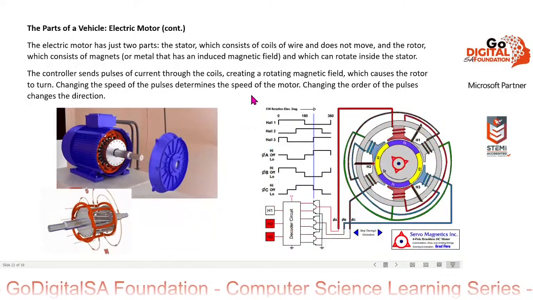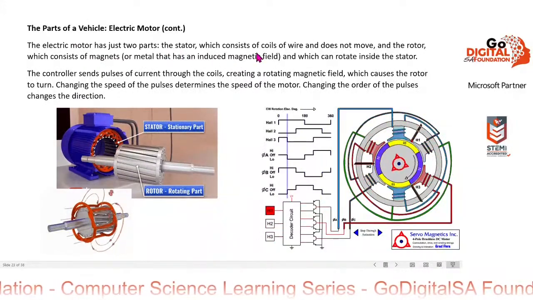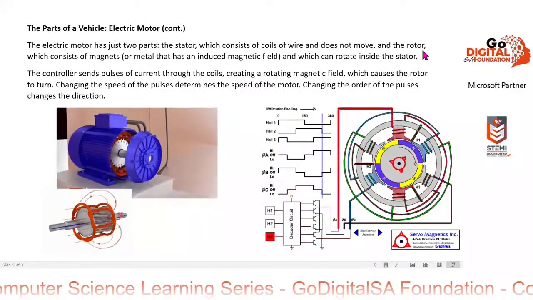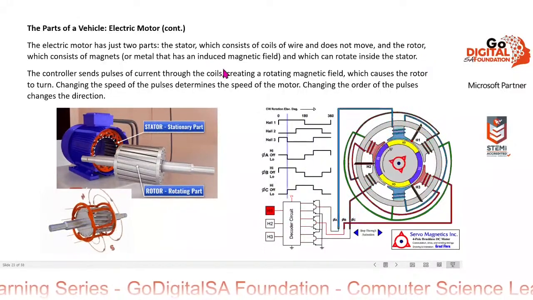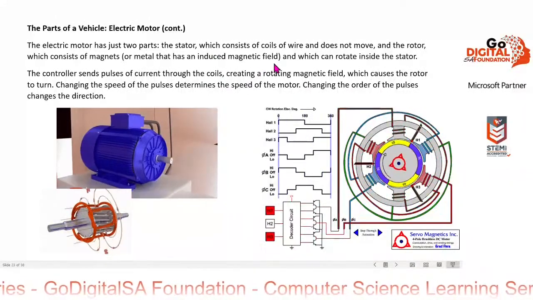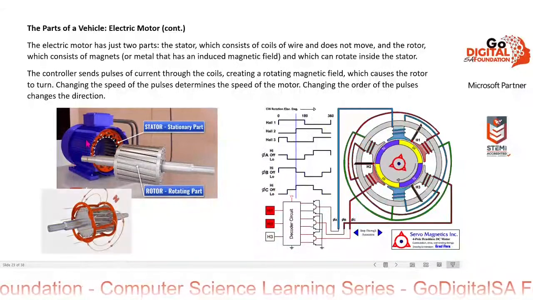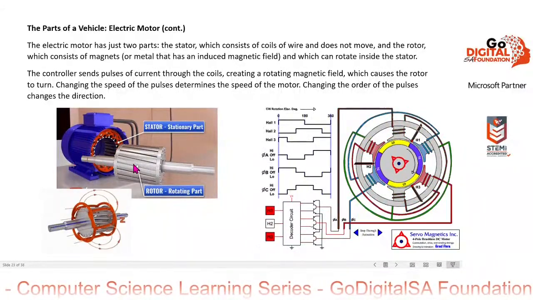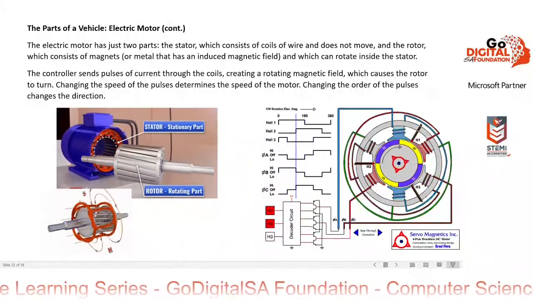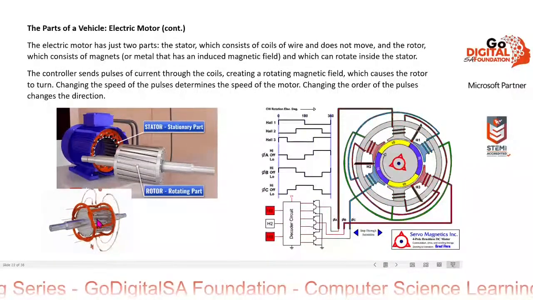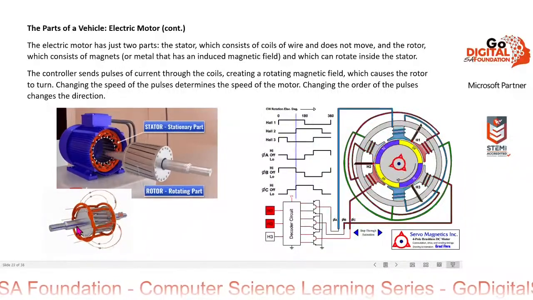The electric motor has just two parts: the stator, which consists of coils of wire and does not move, and the rotor, which consists of magnets or metal that has an induced magnetic field and which can rotate inside the stator. So if we look at this picture here, we can see the stator is on the outside, the rotor is on the inside. Okay, and with a changing magnetic field made in the coils, the rotor will turn.